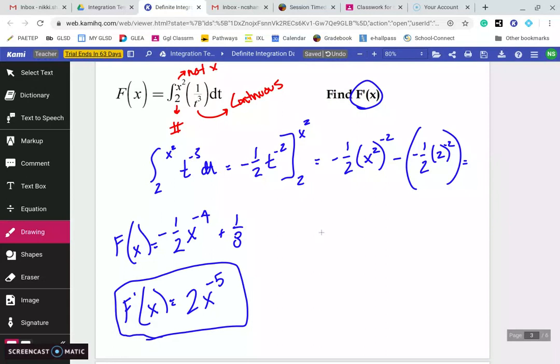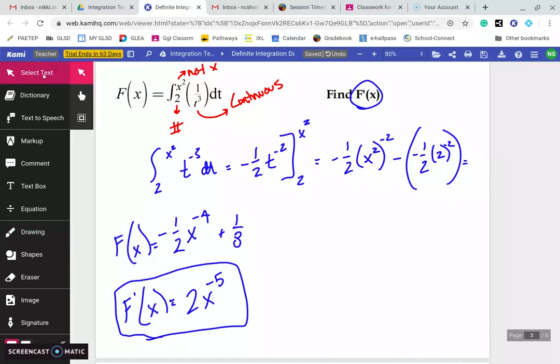Now this was without the second fundamental theorem of calculus. This was just straight taking the antiderivative, doing the integration, plugging in our numbers, subtracting, just like we did last week. We just had an x in there instead of having numbers, okay? But this was exactly the process that we went through.